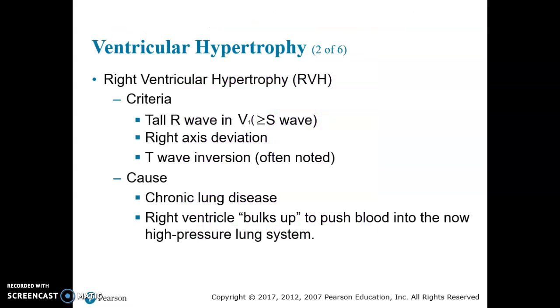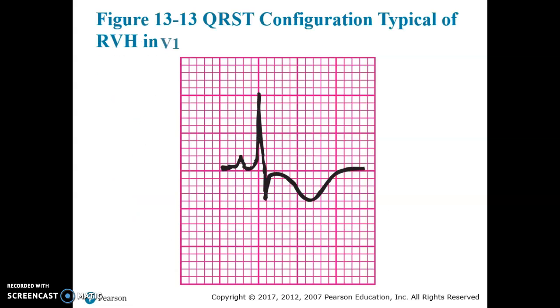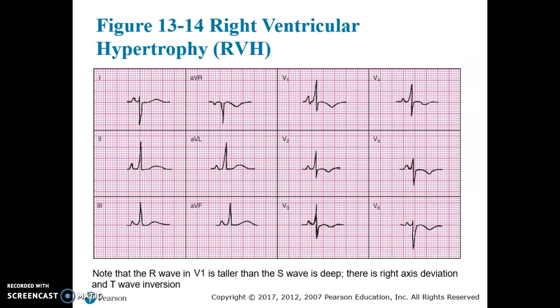With ventricular hypertrophy, if you have RVH, right ventricular hypertrophy, you're going to have a tall R wave in lead V1, and you're going to have a greater S wave. So you'll see that right axis deviation with the T wave inversion. The causes can be chronic lung disease, which causes that right ventricle to buck up because it's pushing blood into a high pressure area, which is the lungs. So looking at this slide, you can go on down and look at this.